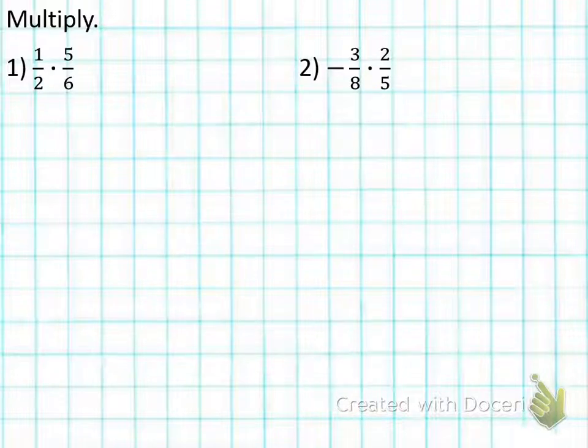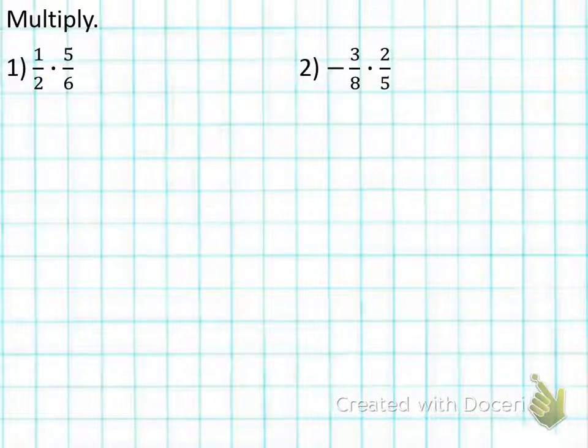You could only simplify above and diagonally. So does 1 go into 2? No. Does 1 go into 6? No. So we can't simplify. How about 5? Does 5 go into 6? No. How about 5 go into 2? No. So we've already checked every possibility, so we're going to just multiply.